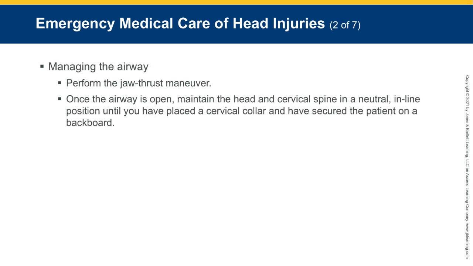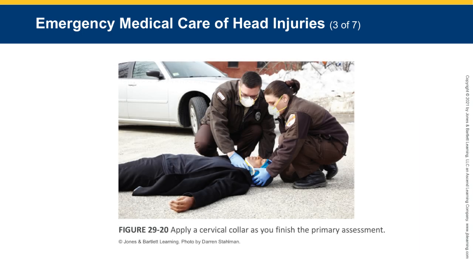The jaw thrust maneuver should be used to open the airway in patients with suspected spinal injuries. Once the airway is secured, maintain the head and cervical spine in a neutral position until a cervical collar can be applied. This slide demonstrates the proper application of a cervical collar, which should be done immediately after completing the primary assessment. Proper cervical spine immobilization is essential to prevent further injury.